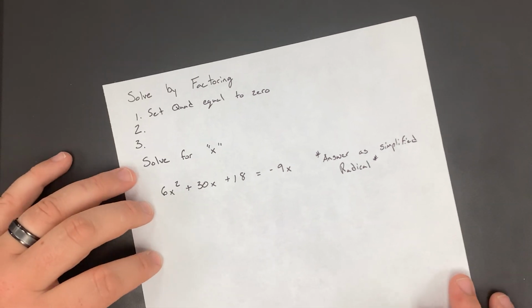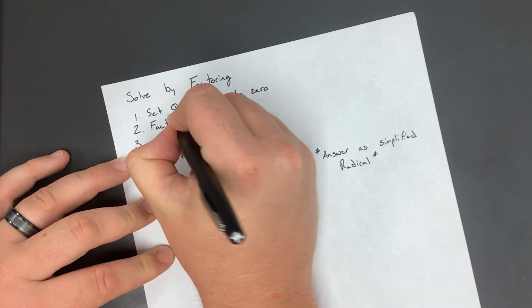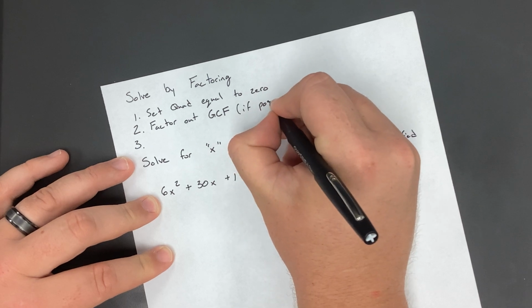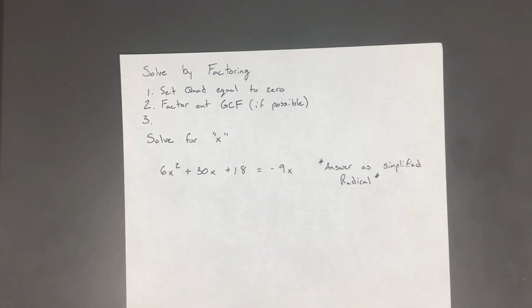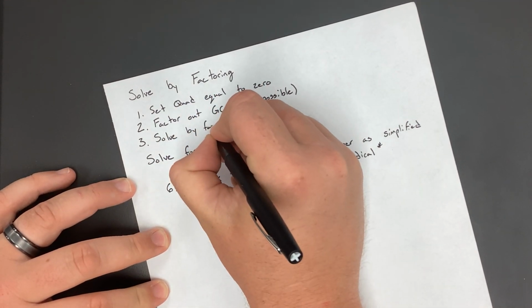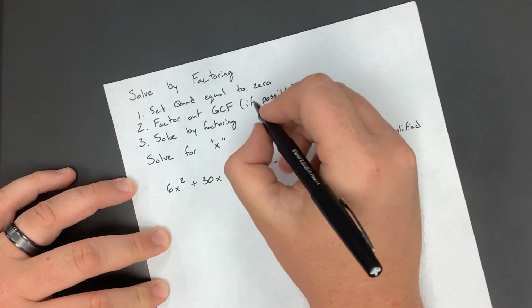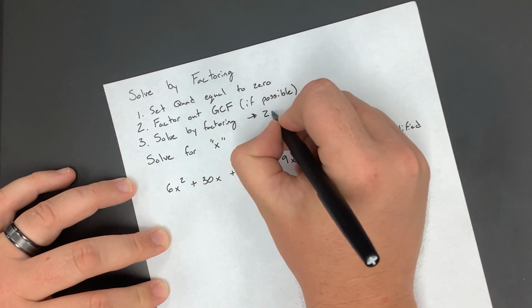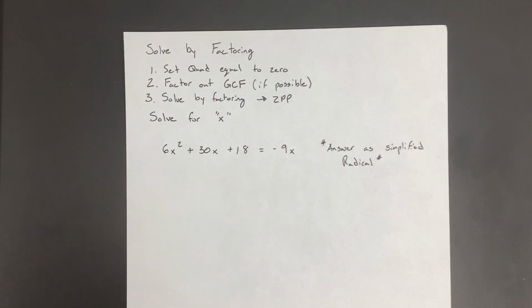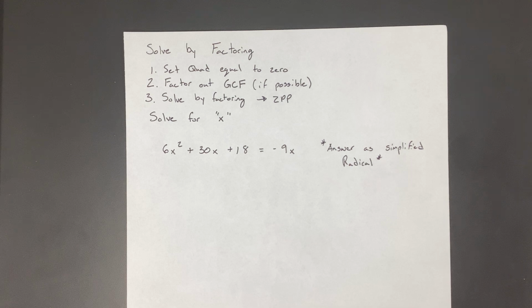The next step is we are going to want to factor out our greatest common factor, if possible. Okay, because a lot of times factoring out that greatest common factor is going to make it a lot easier for us to either solve by factoring or solve by our quadratic formula. And the last one is solve by factoring. And then we may use the zero product property, where we put both of our factors equal to 0 and then solve there. So we're given an equation, 6x squared plus 30x plus 18 is equal to negative 9x.